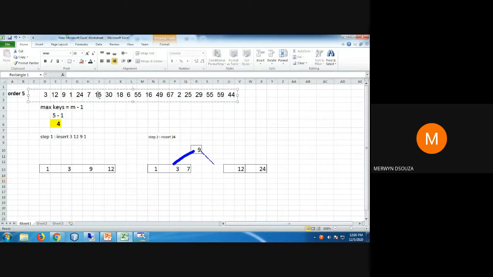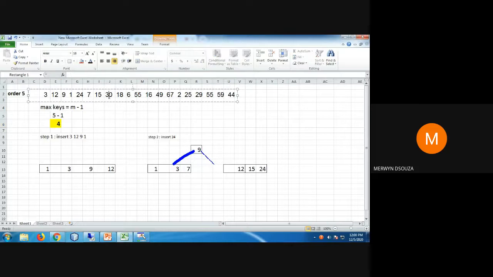Next is 15. 15 is greater than 9, so 15 will come here. Why can I insert directly? Because here the number of keys I have is 3 and it could actually hold 4. So I am having no problem in inserting directly. When I add 15, I am having 3 keys, whereas the maximum keys it can hold is 4. So as long as it does not exceed this number, I can keep inserting in the leaf node.